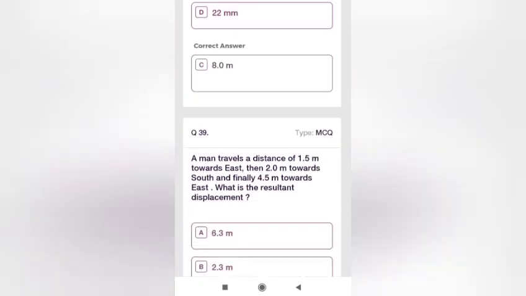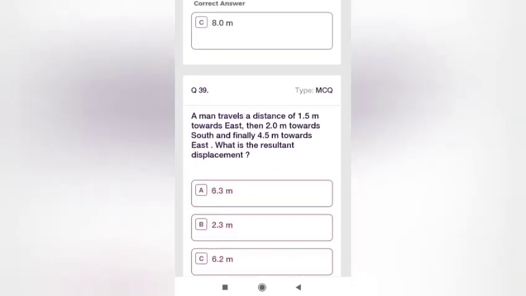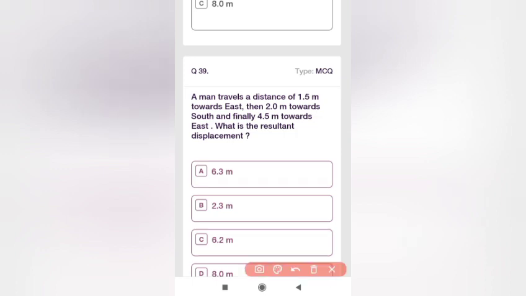So now we will move on. 8 meter is the correct answer, option C. The same problem, but they are asking you to find out the displacement. Displacement will be like this. This is 1.5 meter, this is 2 meter and this is 4.5 meter. Now this is the initial position and this is the final position. So we need to calculate this distance. How to calculate the distance from here to here?